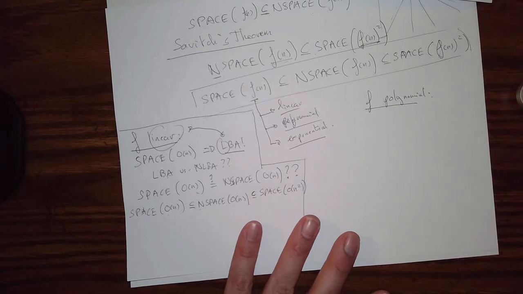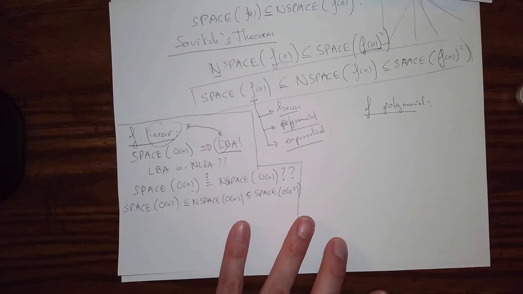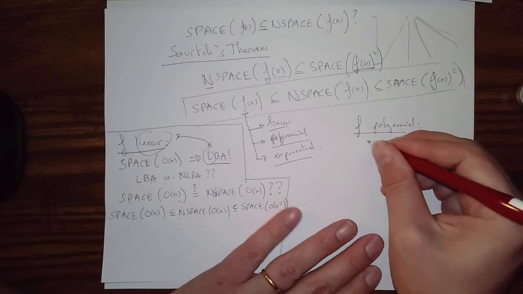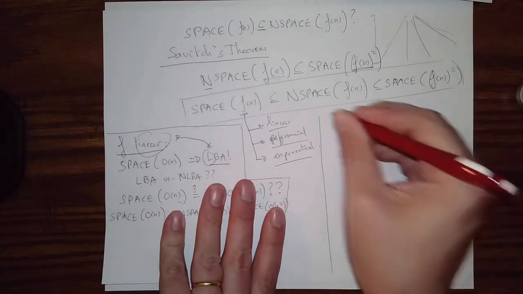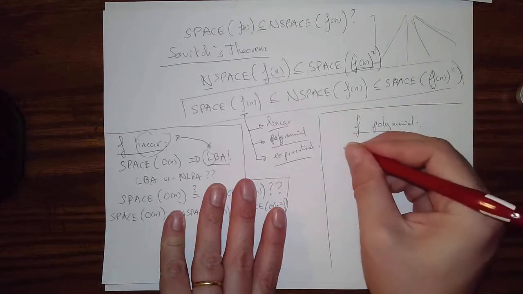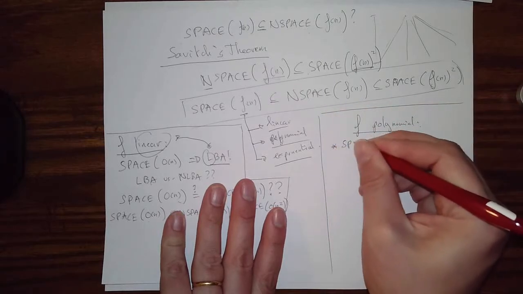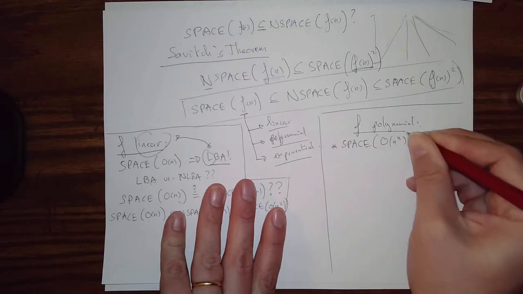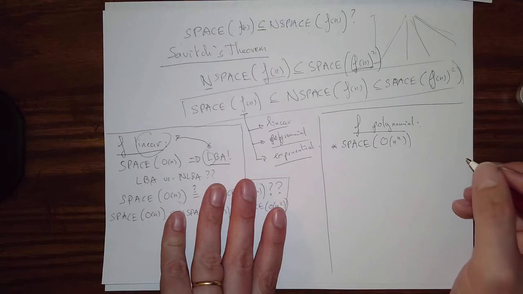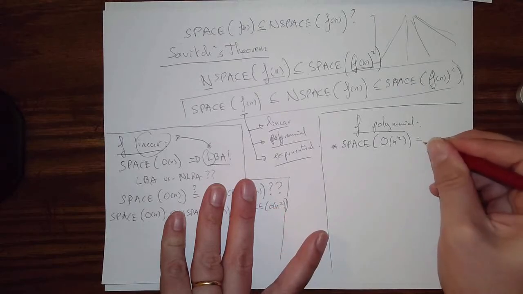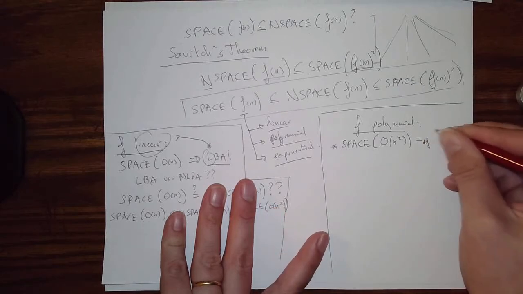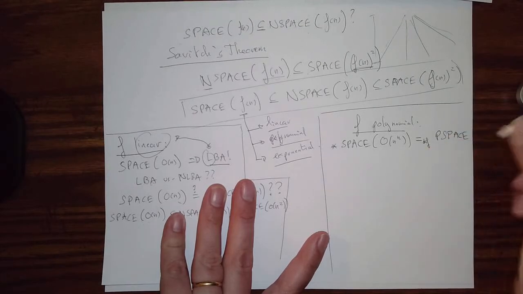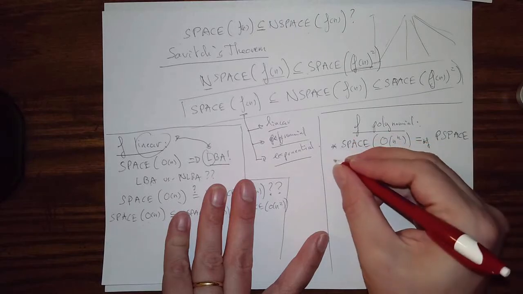Well, if we have polynomial, we then have space. So here it's important because we're gonna give some definition. We have space of O of n^k, right? So that's polynomial space, and this is equal by definition to what we call PSPACE. So it's the space equivalent of the P in time complexity, right?